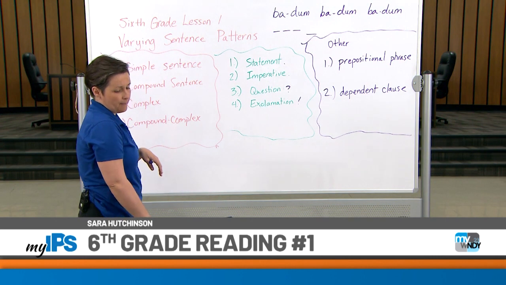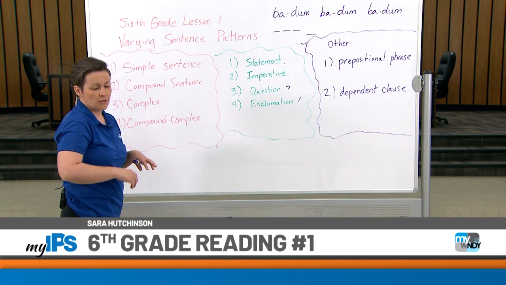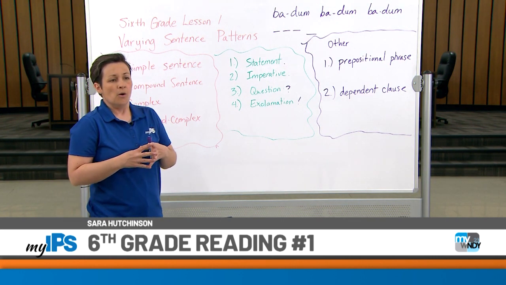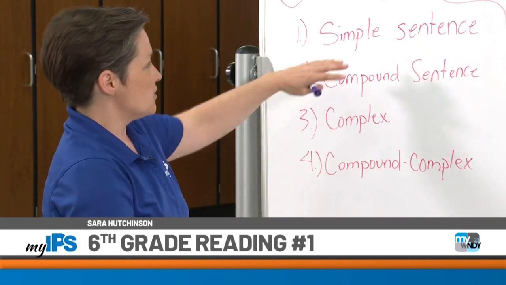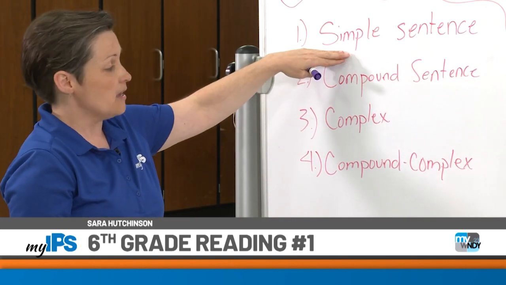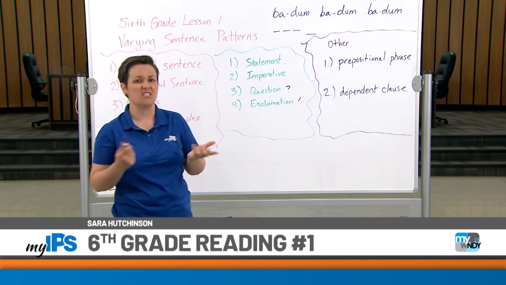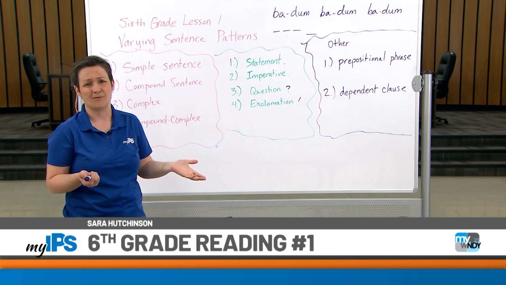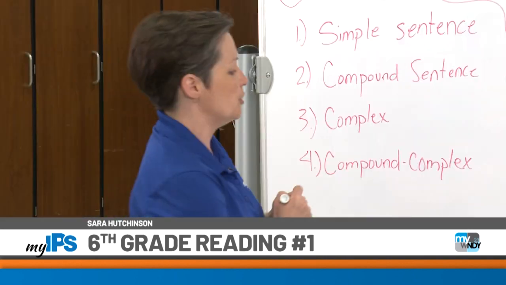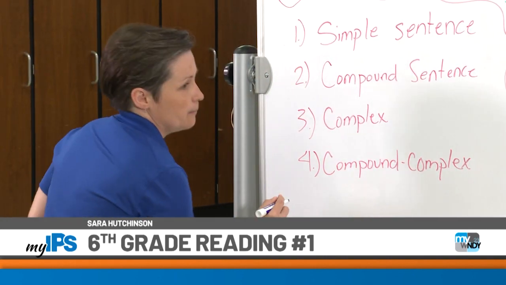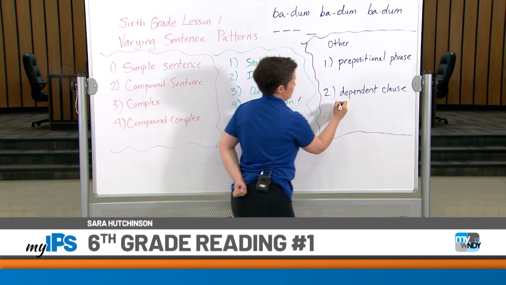Complex is something that includes an independent clause or a simple sentence, that's the same thing, and also a dependent clause. So a dependent clause is something that cannot stand by itself as a sentence. A good example of that, I actually have it down here, so I'll write it down here.